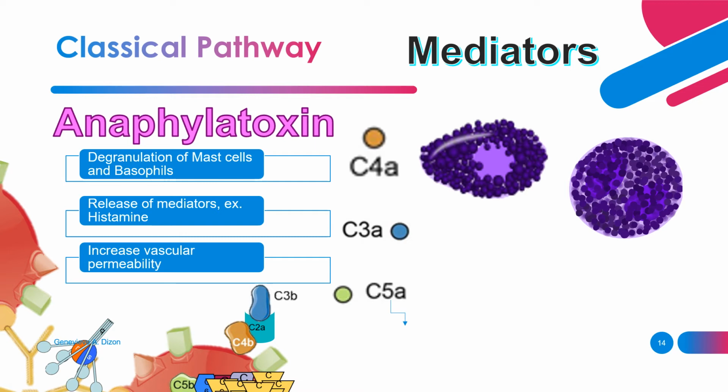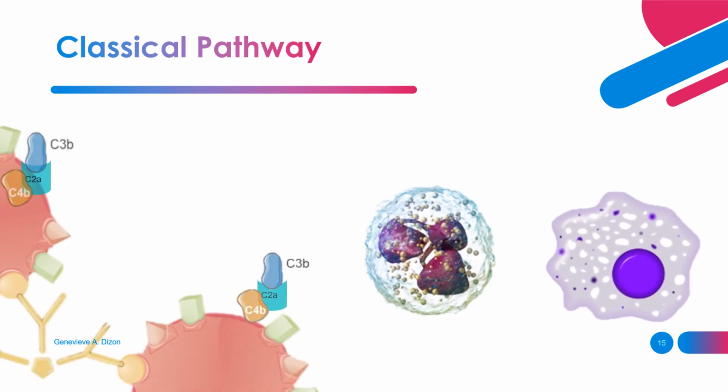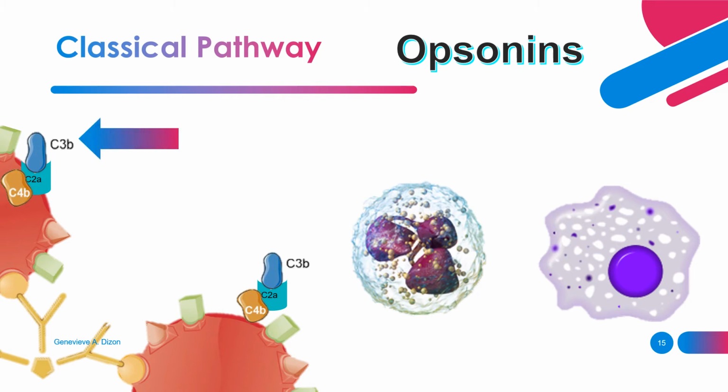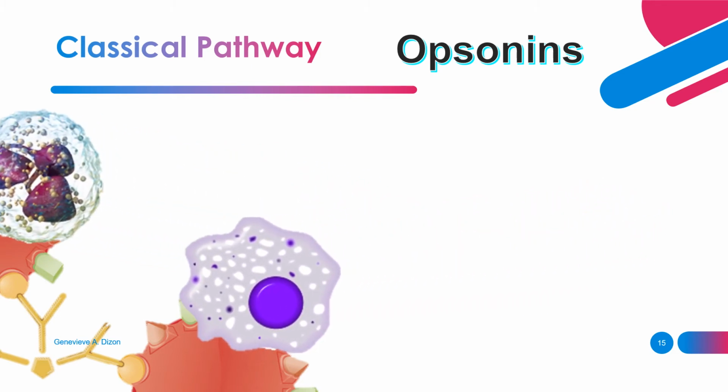Among the three components, C5a is the most potent. It is also considered as a chemotaxin or a chemoattractant that leads phagocytes like neutrophils and macrophages to the site of activation. The third function of the classical pathway involves opsonization. C3bs are opsonins. Their presence on the surface of the cells makes phagocytosis better and more efficient.